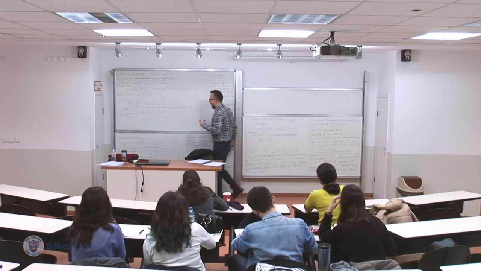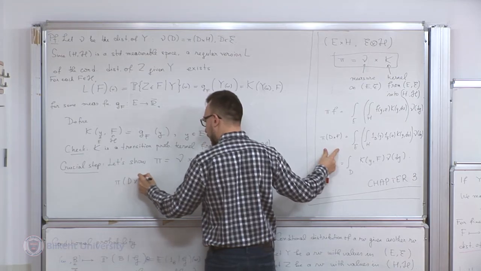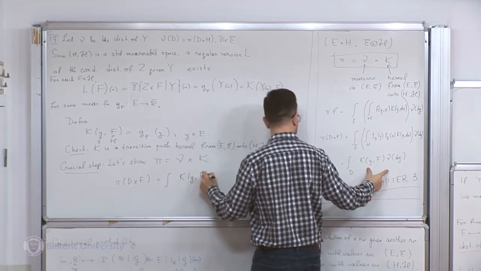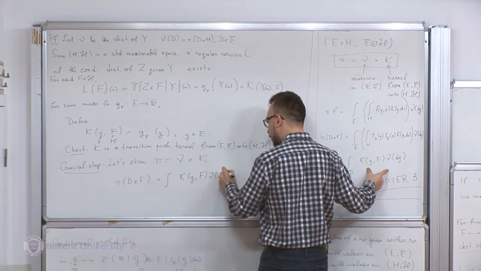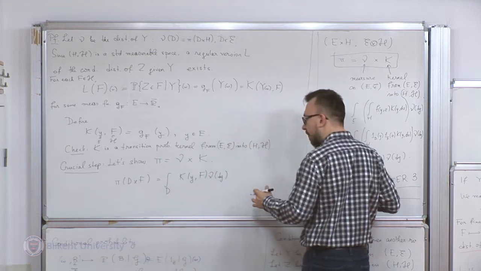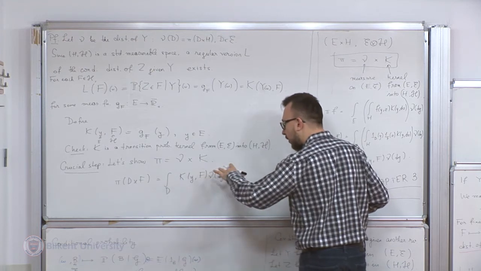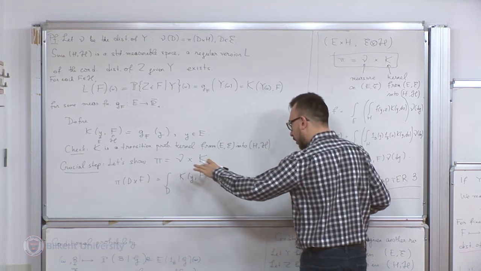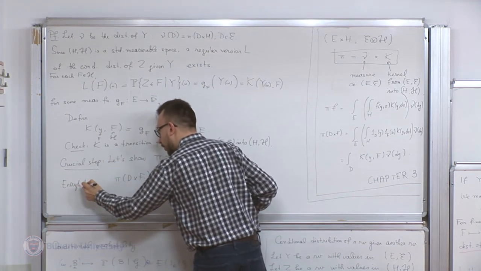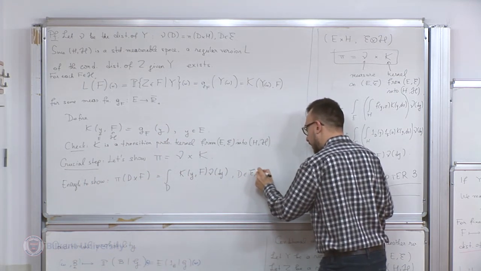So all we need to do is to check that D cross F at pi has this formula. Because if we can check it for all measurable rectangles, then as they form a pi system, this measure pi is uniquely determined by the values on the pi system. So it is enough to show that this is the case for all D in script E and F in script H.